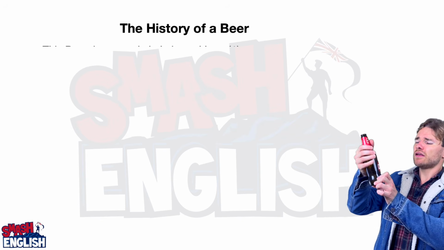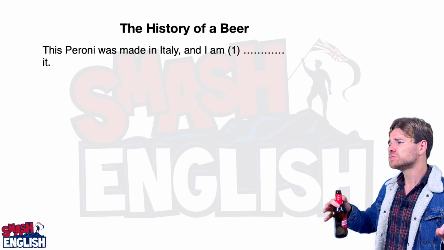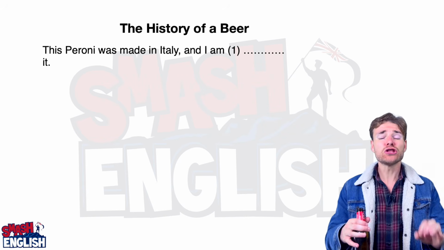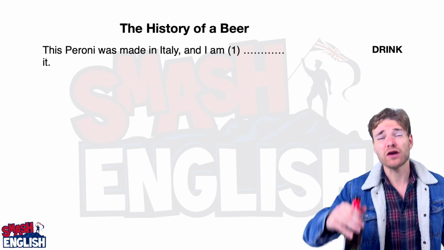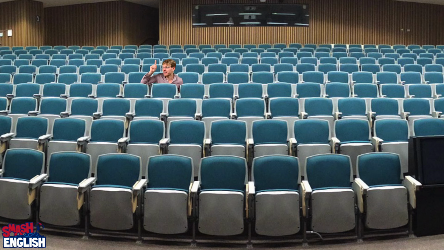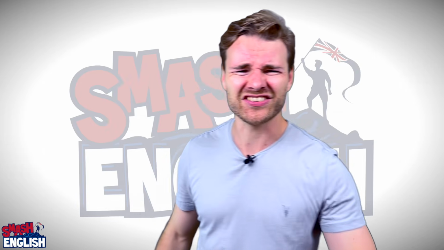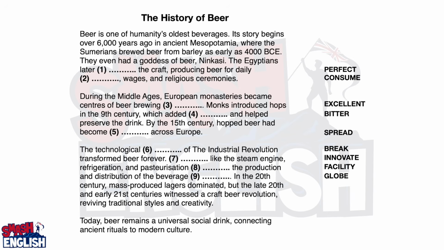this Peroni was made in Italy, and I am it. The word in bold is drink. So, tricky one. The answer is drinking. Oh my gosh, Bruce, that was a great example. Nope, shut up. Right, I'll do this. You're an idiot.